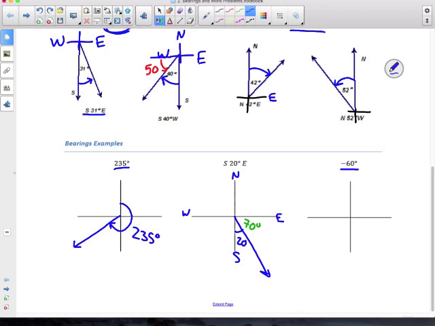Here we have a negative angle. And set up like the normal bearings. I'm going to go from north, but I'm going to go backwards. Okay, this time I'm going to go counterclockwise. So I go 60 degrees this way instead. Okay, same as before. 60 and some angle right here need to add up to 90, so I could label this part right here as 30 degrees too. Pretty straightforward, right?